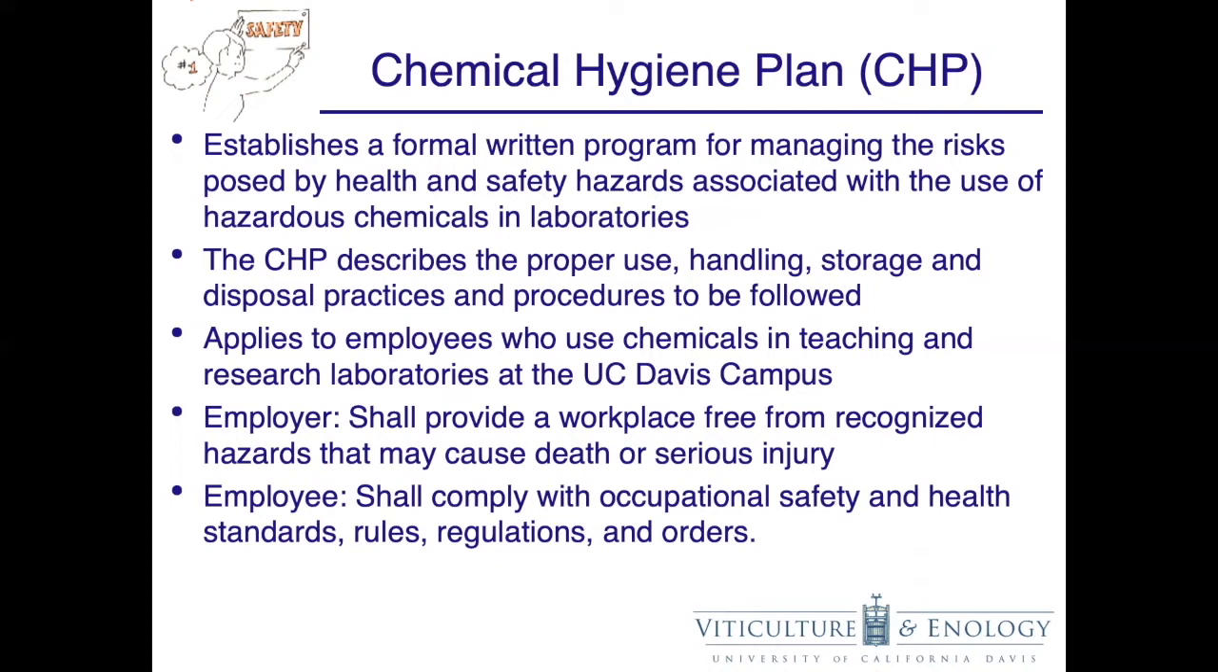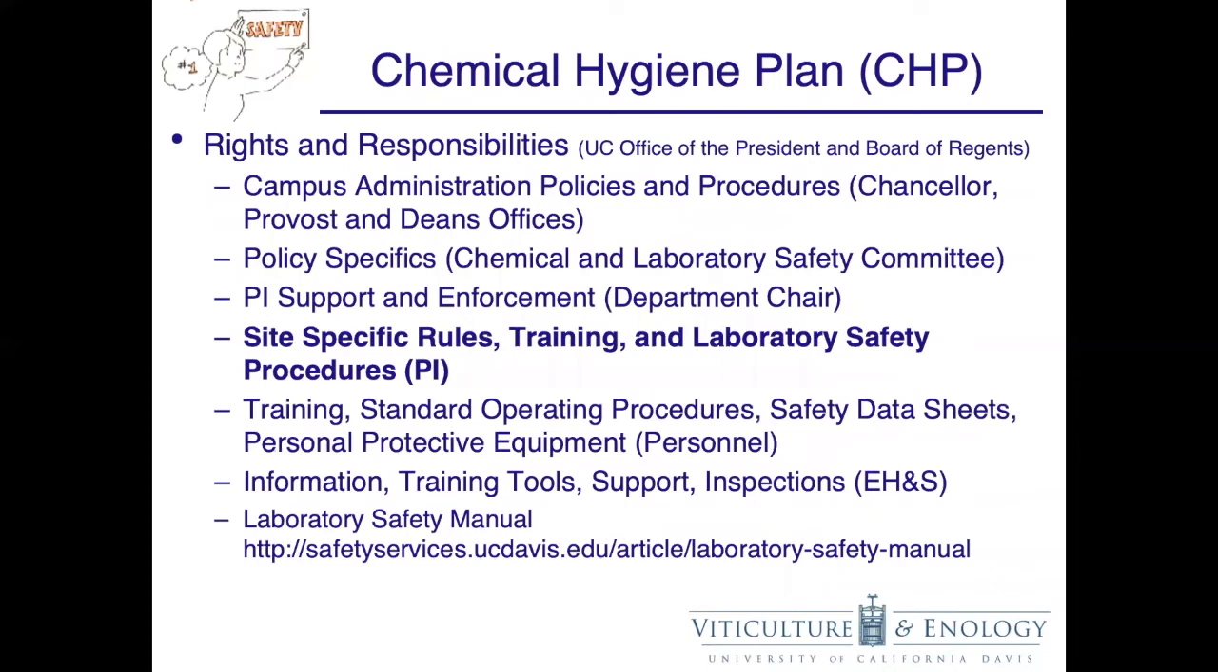It is the responsibility of the employer to provide a workplace free from recognized hazards that may cause death or serious injury. It is the responsibility of the employee to comply with occupational safety and health standards, rules, regulations, and orders. The Chemical Hygiene Plan also details the rights and responsibilities of each of the following parties as determined by the UC Office of the President and the Board of Regents.